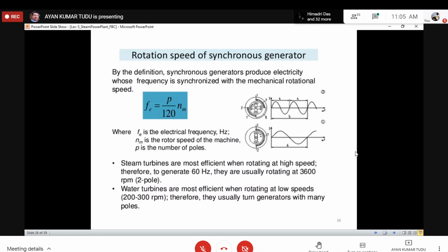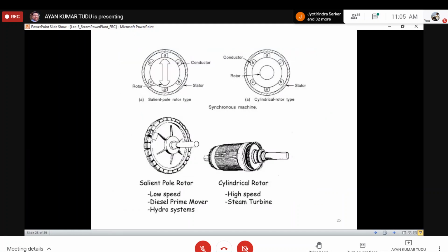These steam turbines are most efficient when rotating at a very high speed, and water turbines are most efficient when rotating at low speeds. That's why water turbines use the salient pole rotor type alternators, and steam turbines use the cylindrical rotor type synchronous generators.